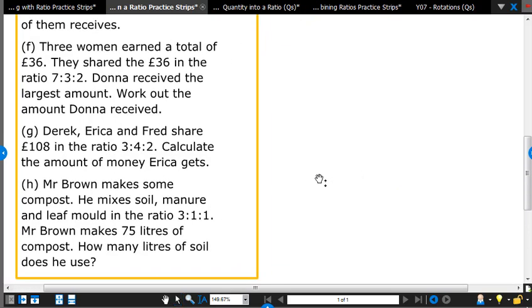So Derek, Erica, and Fred. Alright, Derek, Erica, and Fred. So D, E, F, right? Alphabetical order. D, E, F. They have 108 pounds, and it's split in the ratio of 3:4:2. Alright? 3:4:2. Calculate the amount of money Erica gets. Well, how many parts do we have here? Total parts.